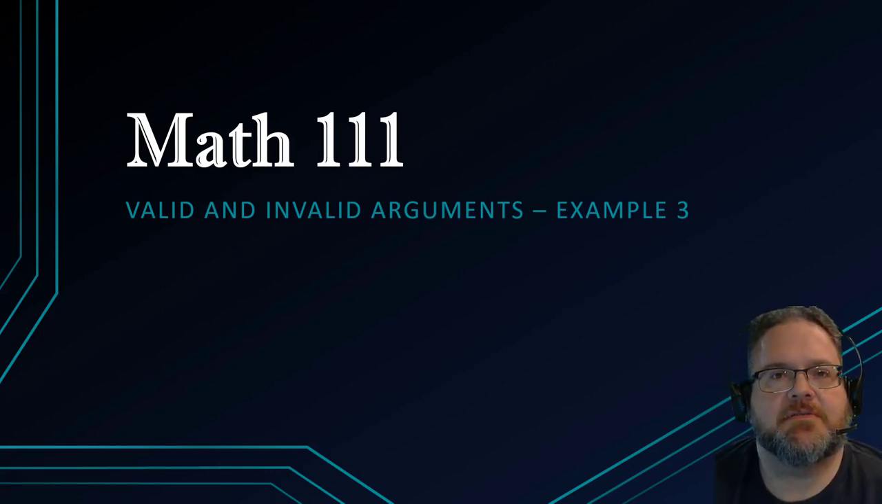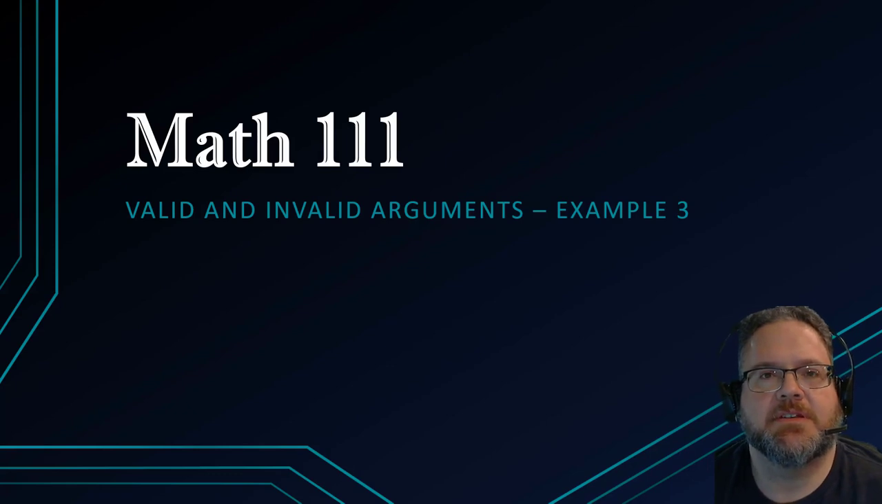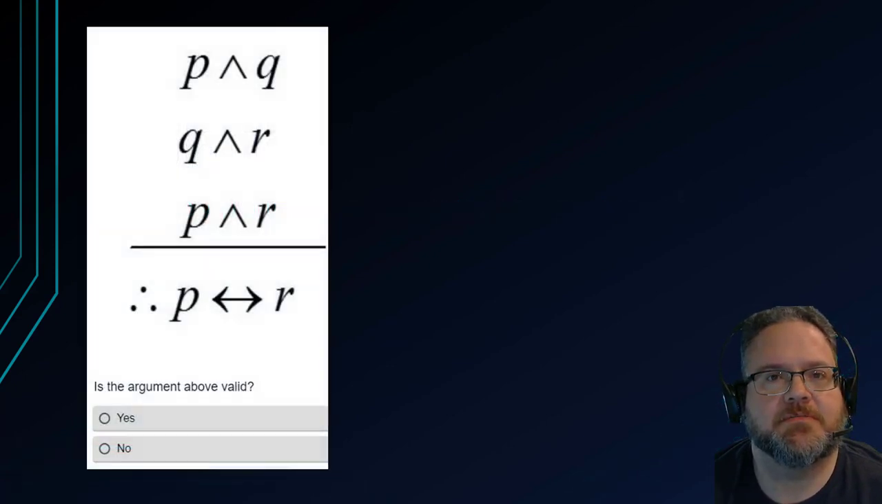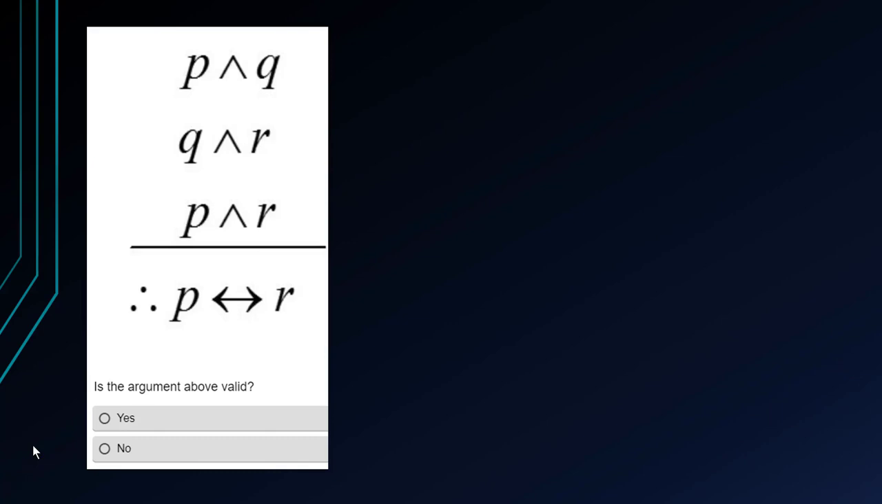In example 3, you're given problems where you need to determine the validity of an argument made up of more than two simple arguments. So for this first problem, you're given this argument: P and Q, Q and R, and P and R, which would be your three prerequisites, your three conditions. Therefore, P if and only if R. And that's essentially the argument you're looking to see as valid.